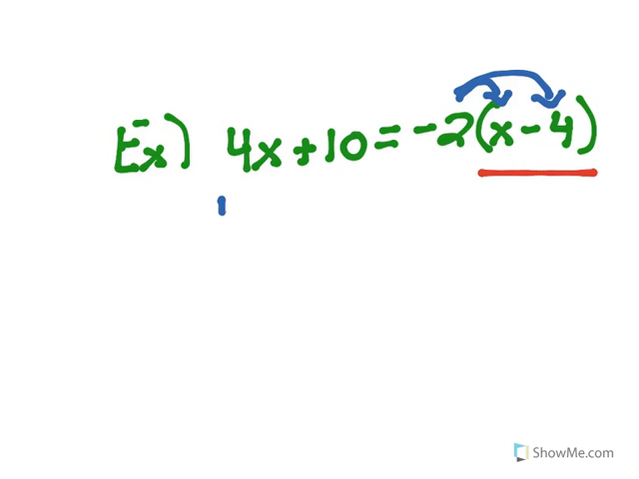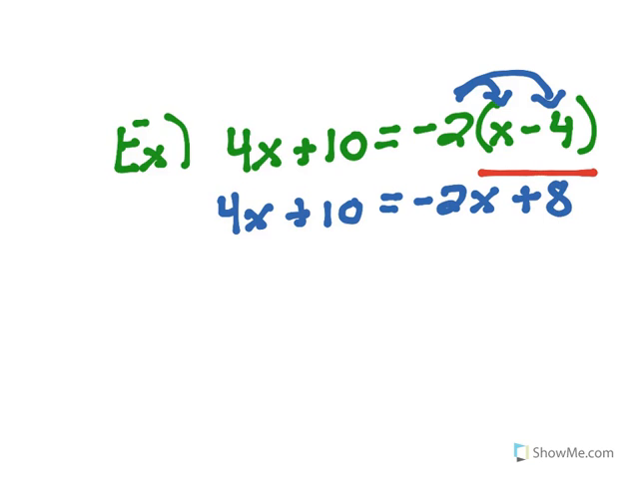All right, on this side, it's going to stay exactly the same, 4x plus 10. Over here, negative 2 times x is negative 2x. Negative 2 times negative 4 is positive 8. All right, now again, I notice that this looks a lot like it did yesterday, where I have variables on both sides. I want to get them together. I can either move the 4x to the negative 2x or the negative 2x to the 4x. I'm going to add 2x to both sides.